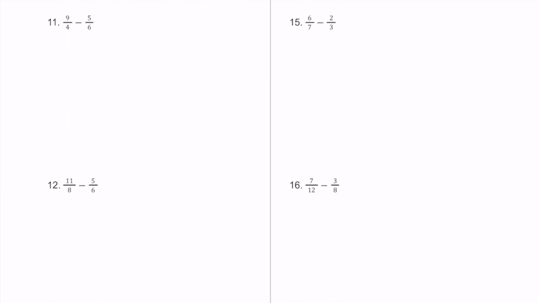For number 11, we have 9/4 minus 5/6. So our denominators are 4 and 6. They're different, so let's see if we can find something in common here. They have 2 in common. 2 times 2 is 4, 2 times 3 is 6. Then if we multiply 2 times 2, which is 4, 4 times 3 is going to be 12. And the first time these numbers meet is going to be at 12.